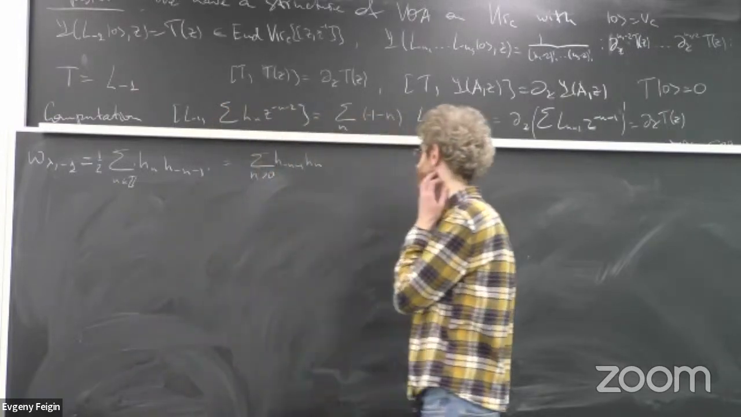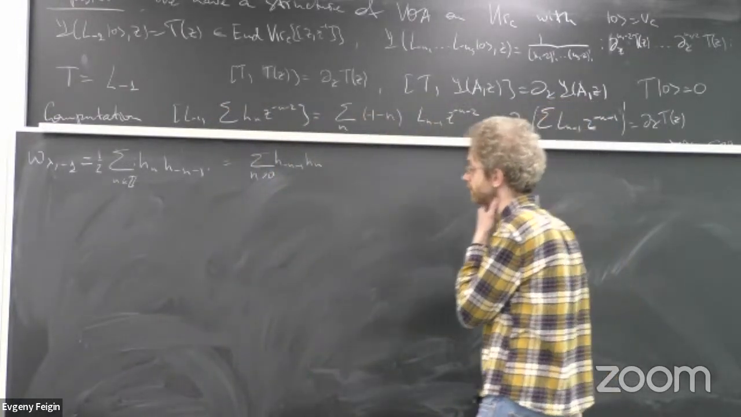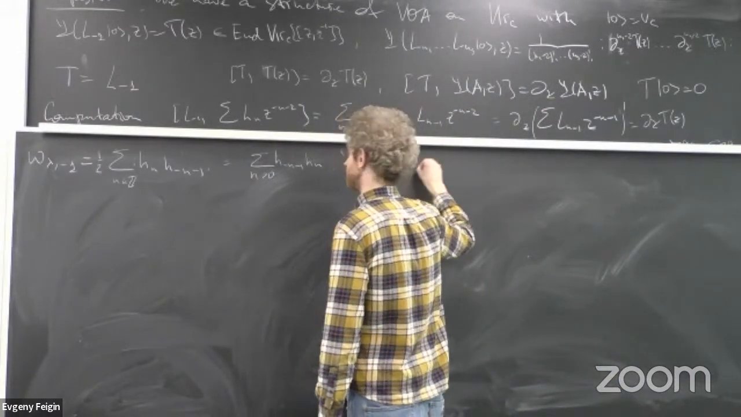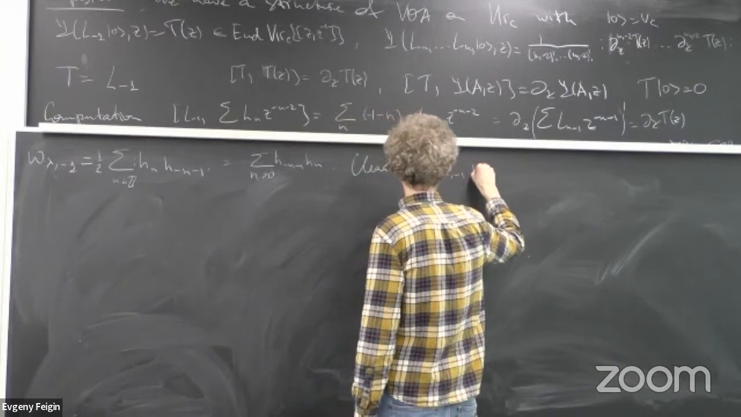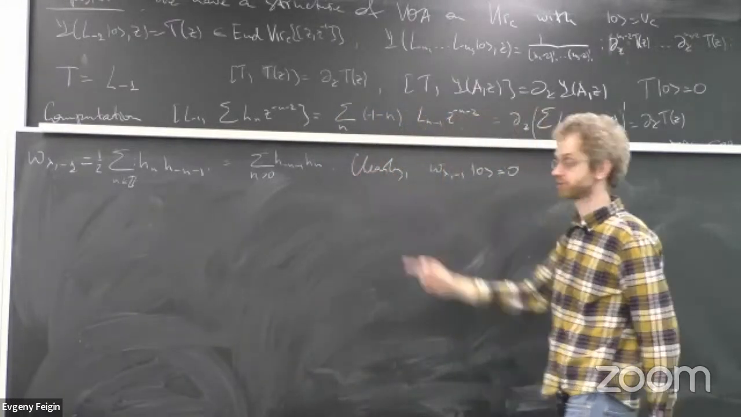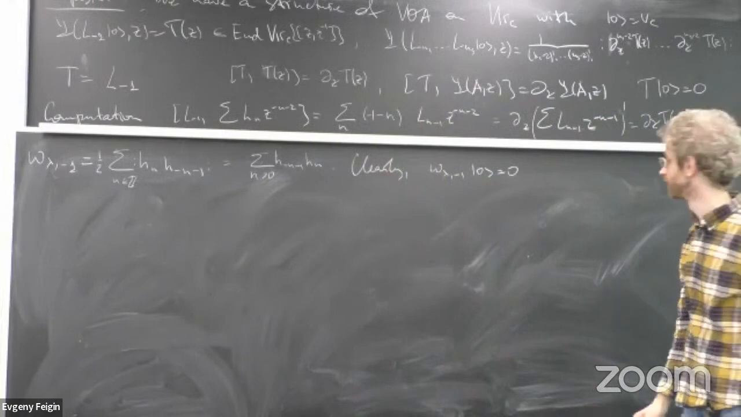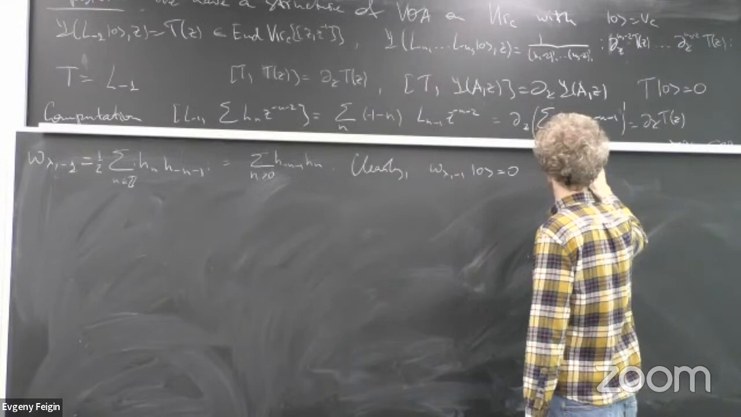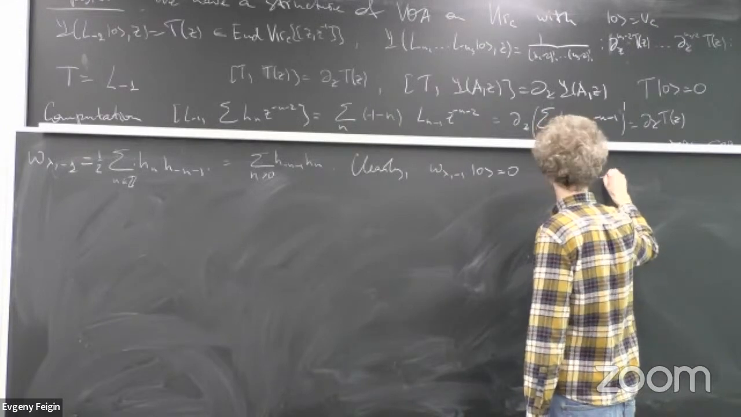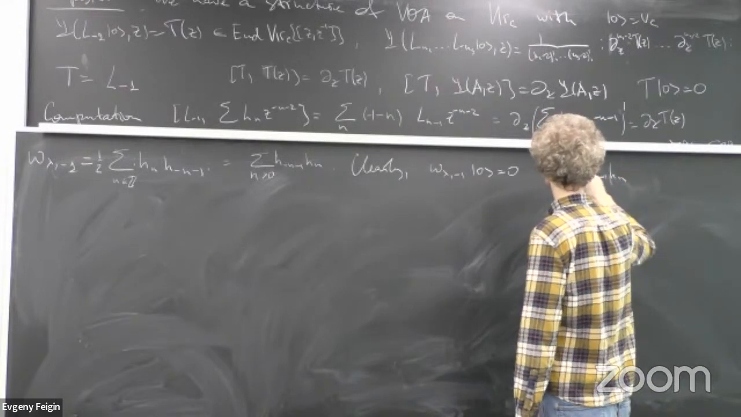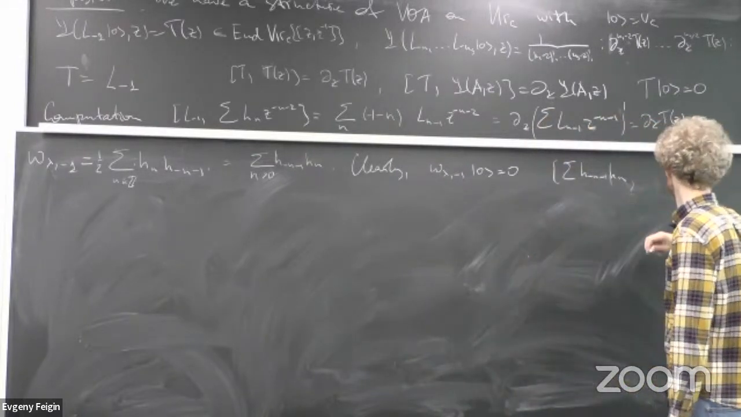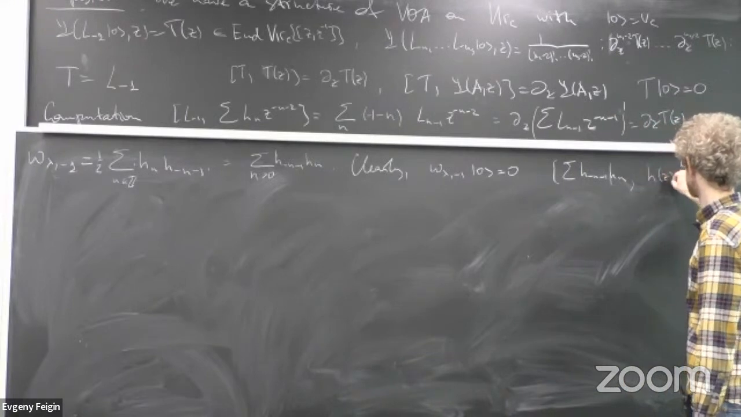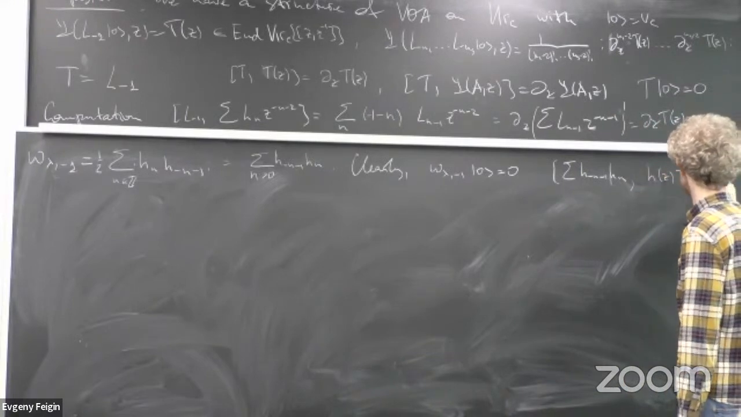Okay. Well, and then clearly omega lambda minus 1 at vacuum is 0 because we act with positive first. And then another thing to check is that sum h minus n minus 1 hn, if you commute it with h of z, what you get is d z h of z.